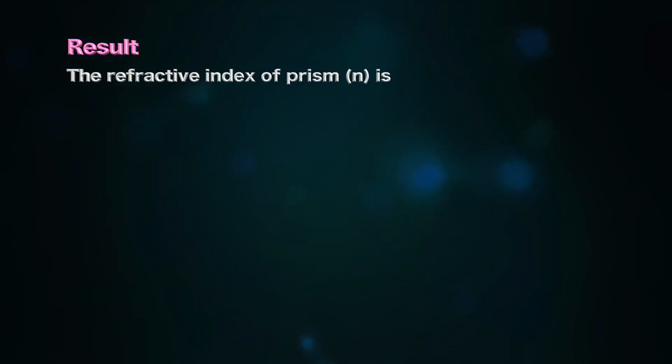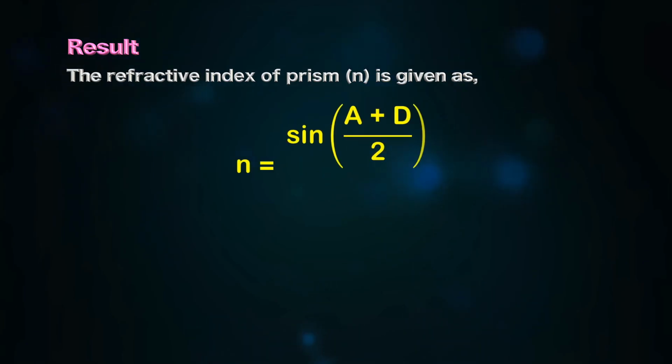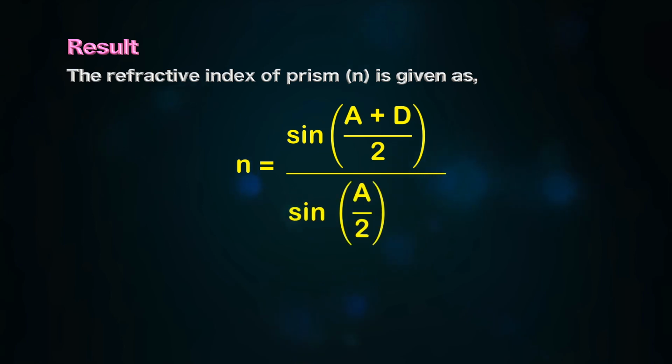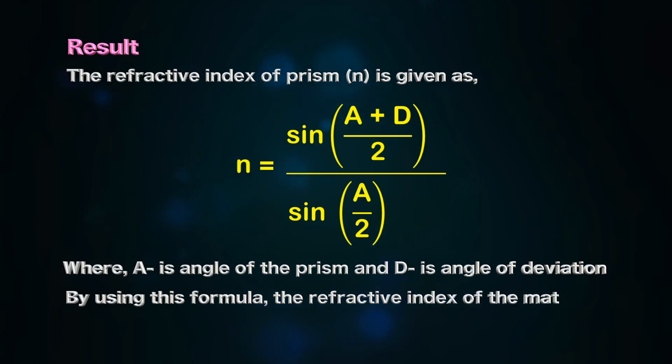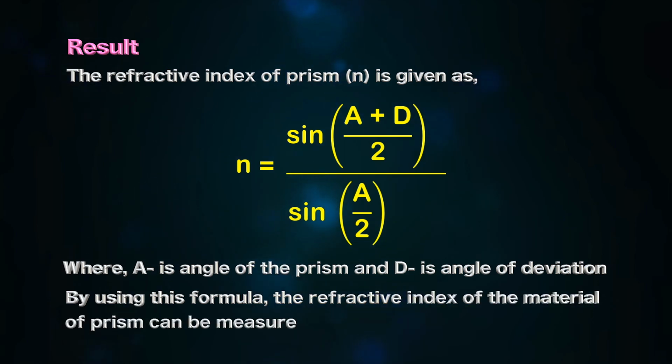Result: the refractive index of the prism n is given as n = sin((A + D)/2) / sin(A/2), where A is the angle of the prism and D is the angle of minimum deviation. By using this formula, the refractive index of the material of the prism can be measured.